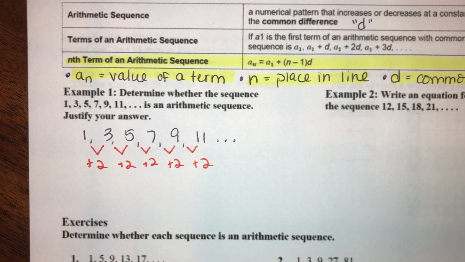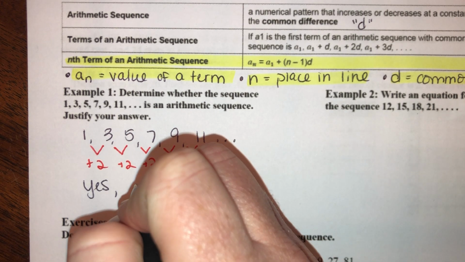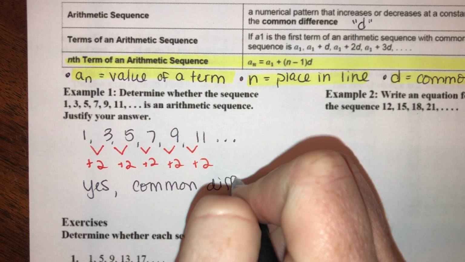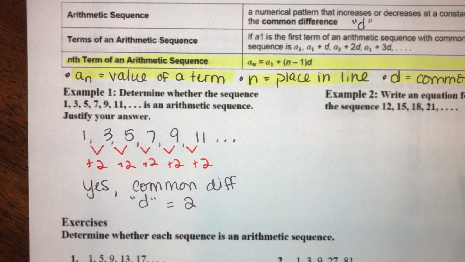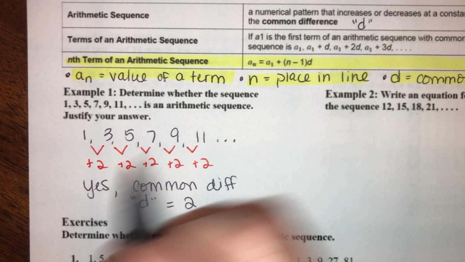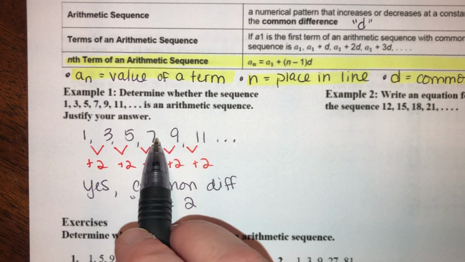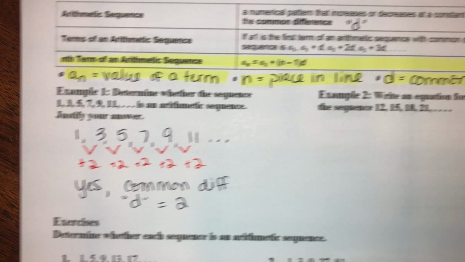So here we would say, yes, this is an arithmetic sequence. And the common difference, or D, is 2. If we were subtracting 2, we would put negative 2 here. But each number is increasing by 2 more. So this is an arithmetic sequence because it's a constant rate, right?